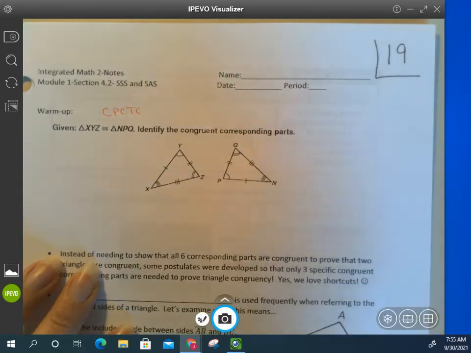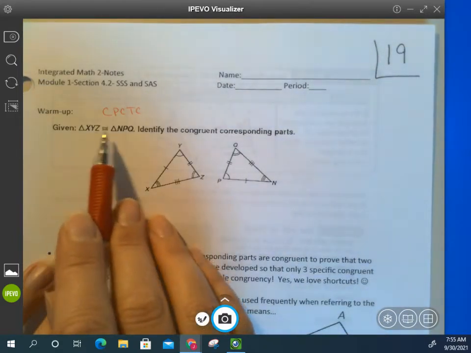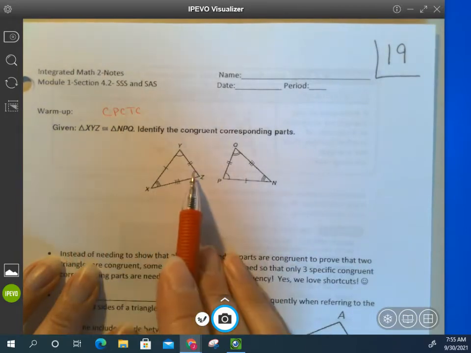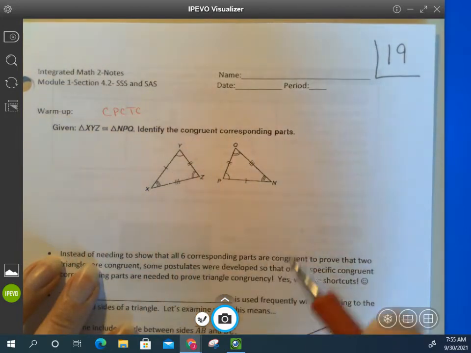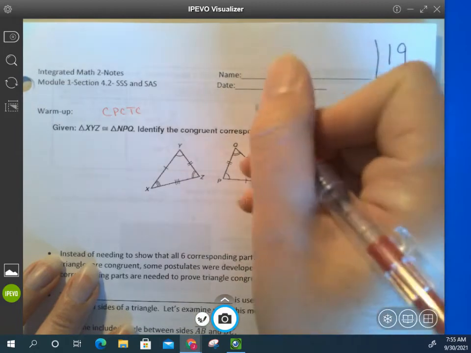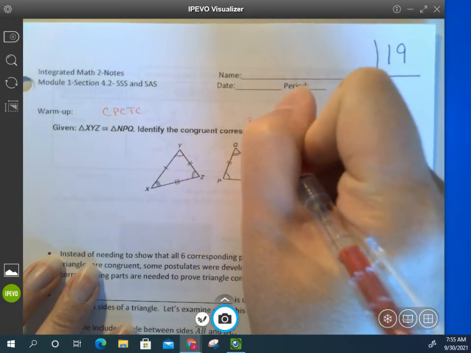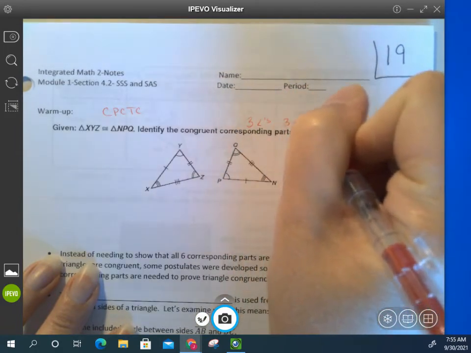All right, we're doing worksheet 19 today, and we have our triangle congruent statement identifying the congruent triangles. They've even marked it for us, and they said identify the corresponding parts. We should have 3 corresponding angles and 3 corresponding sides.